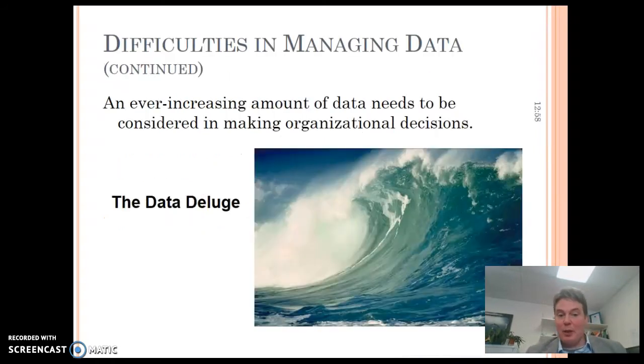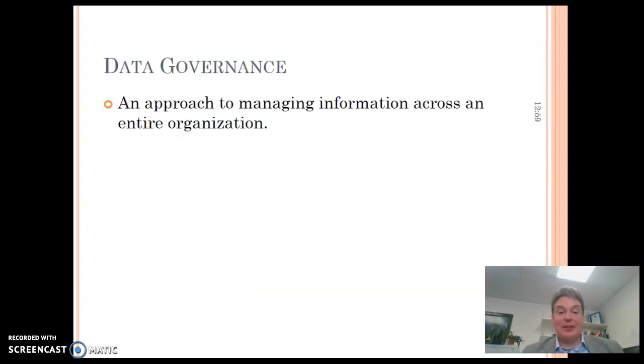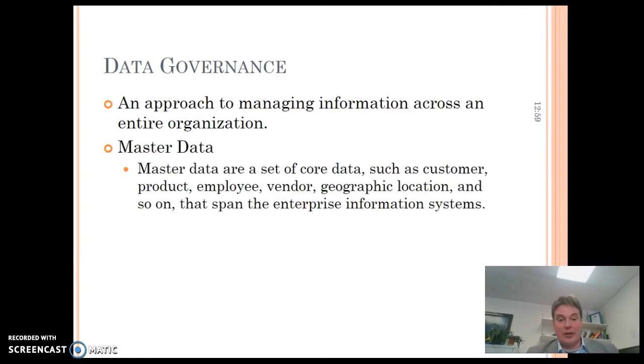But the real fundamental problem is this ever exponentially increasing deluge of data that needs to be taken into account when making decisions. And if we have more data than we can handle, we often end up with paralysis by analysis. So we need to have a strategy for managing the data. So the first thing is we need data governance. So an approach to managing the information across the entire organization.